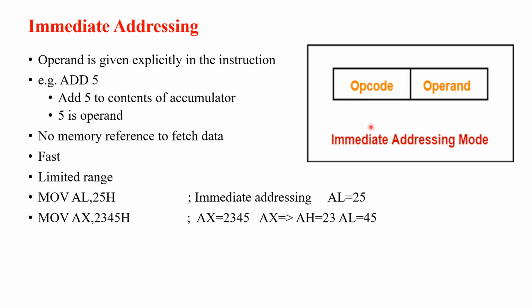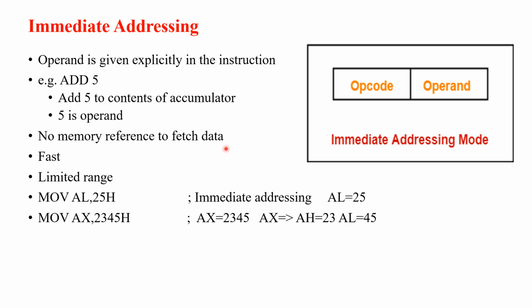In immediate addressing mode, the operand is provided directly within the instruction. This means that the data to be operated on is explicitly stated without requiring any memory reference. For example, in the instruction ADD 5, the number 5 is the operand. This tells the processor to add the value 5 directly to the accumulator. The key advantage here is speed, as no extra memory access is required to fetch the data. Everything the processor needs is right in the instruction.